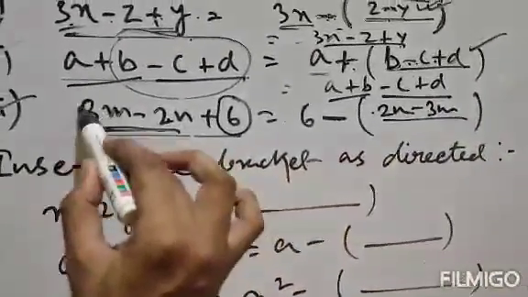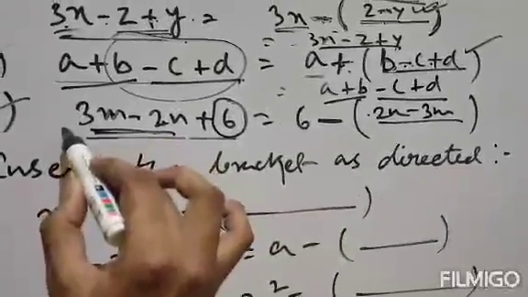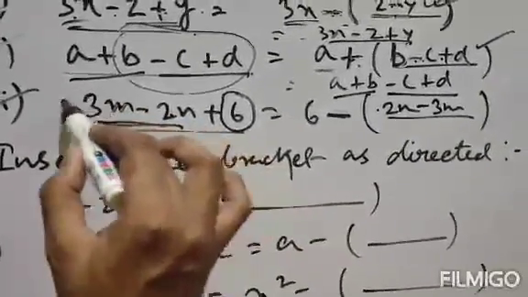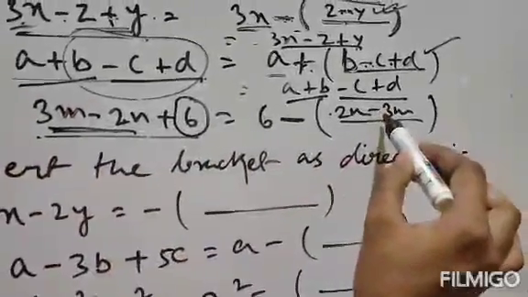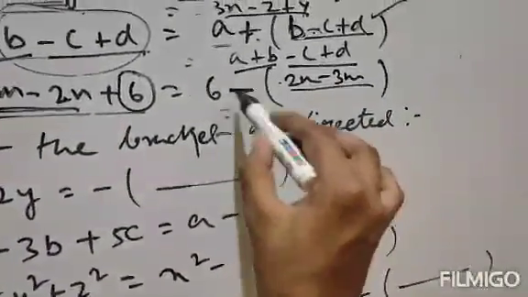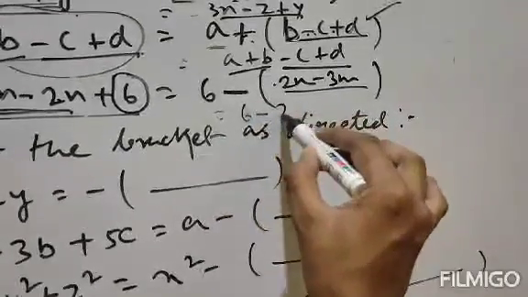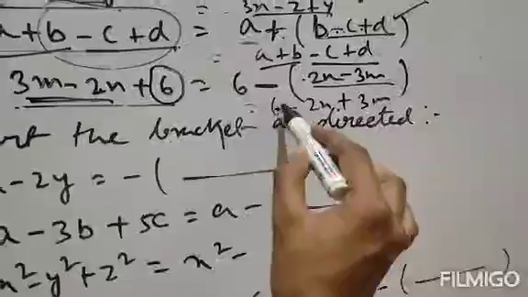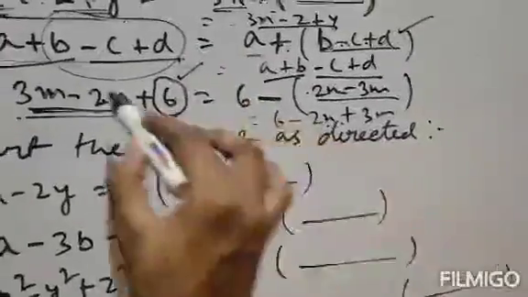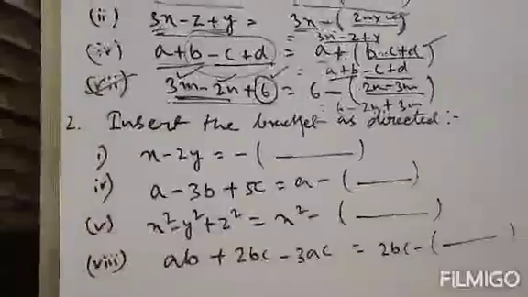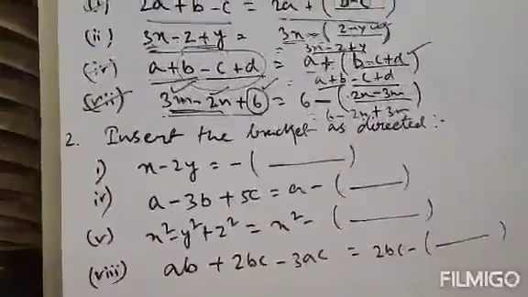Now 3m is positive by default, as there is a plus sign. If there is no sign given, we consider that by default it is a plus sign. So 3m is positive, so here it will be negative, so minus 3m. Now check. Open this bracket: 6 minus 2n, minus and minus gets plus, so plus 3m. Here 6 is present, minus 2n is here, plus 3m is here. That means the terms are matched, both sides are matched.